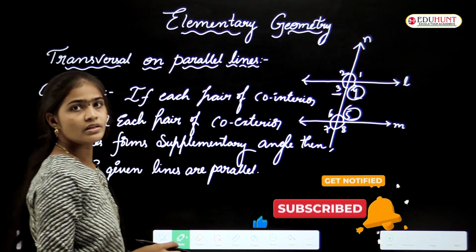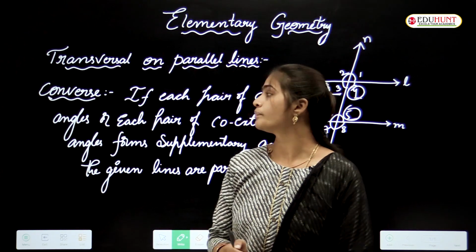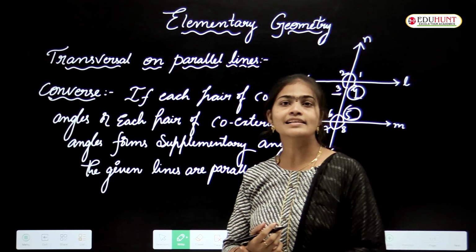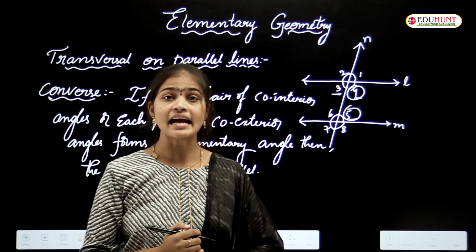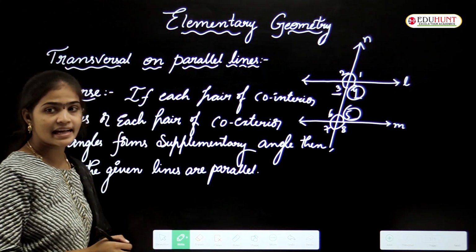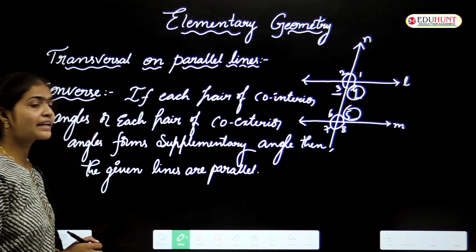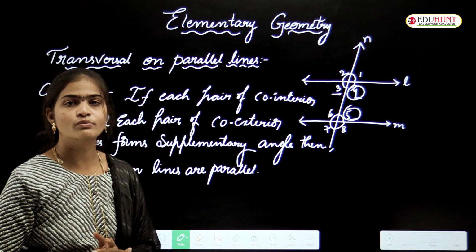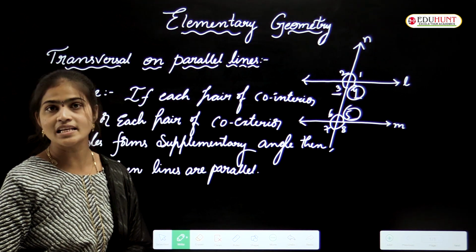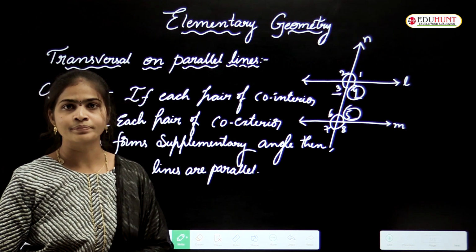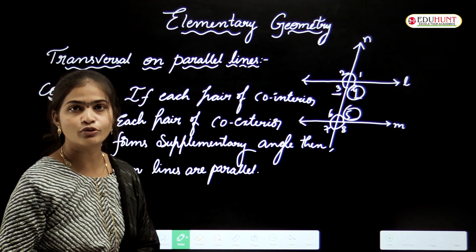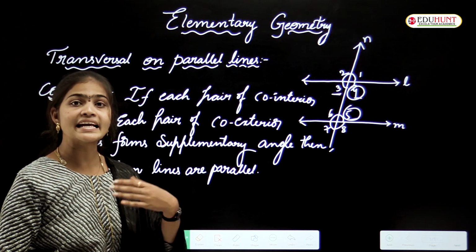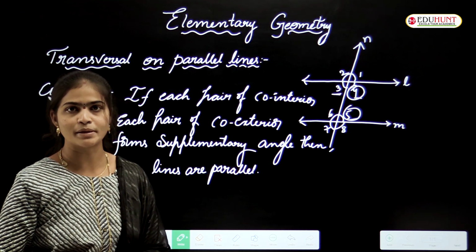Okay, once again, what is the converse statement? That is, if each pair of co-interior angles or each pair of co-exterior angles forms a supplementary angle, then the given lines are parallel. The previous condition says that if the transversal cuts two parallel lines, then each pair of co-interior angles forms supplementary and each pair of co-exterior angles also forms supplementary.